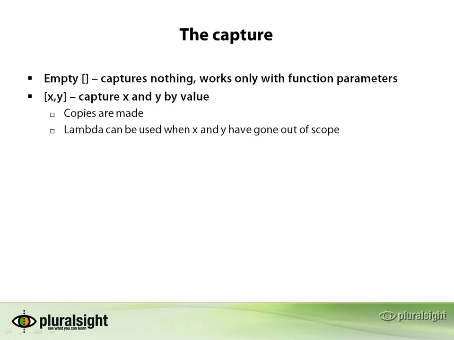Because I'm capturing by value, there'll be copies. The original x and y could have long gone out of scope. The copies are what will be used inside the lambda when it executes.